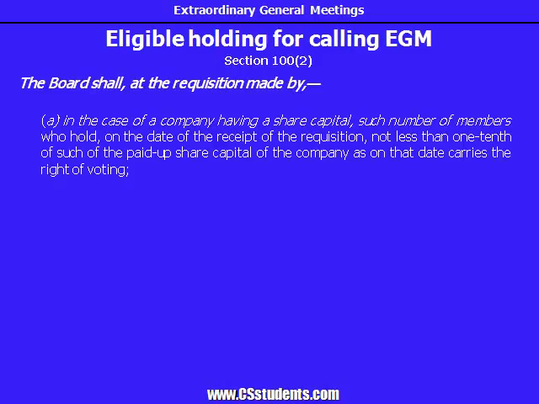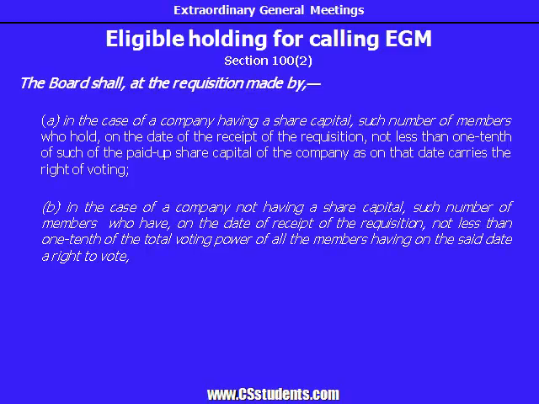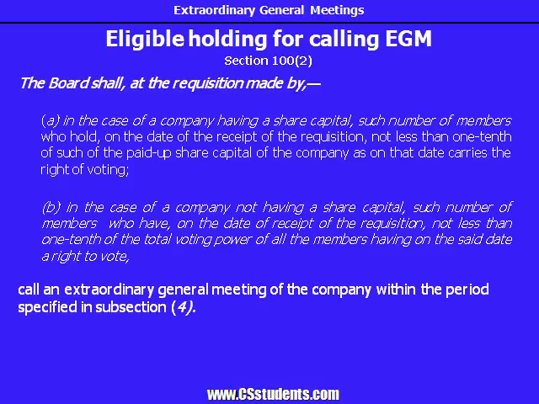But, what happens if the company has no share capital? For example, companies with guarantees. The clause B deals with those companies. It says, in the case of a company not having a share capital, such number of members who have, on the date of receipt of the requisition, not less than 1/10 of the total voting power of all the members, having on the said date, a right to vote, call an extraordinary general meeting of the company within the period specified in subsection 4.